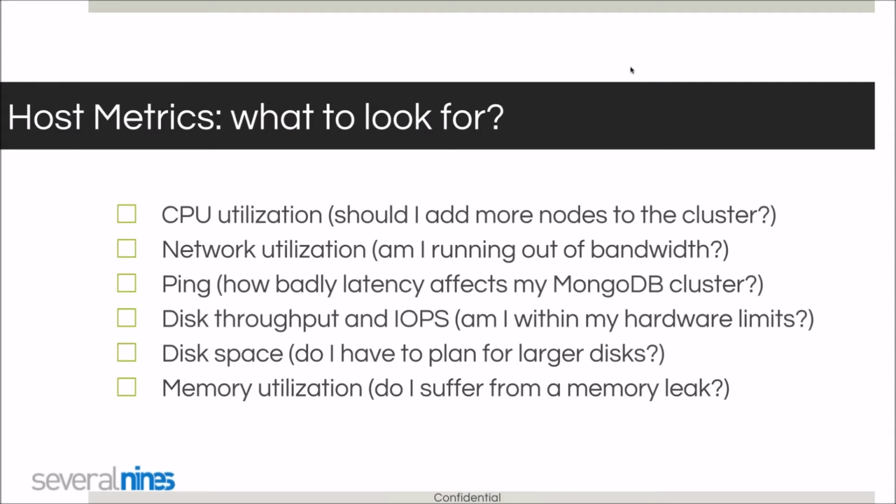Disk throughput and IOPS, similar to MySQL, data has to be written to disk. So am I saturating my hardware? Maybe it's time to upgrade to, for instance, SSDs, or if you're running in the cloud, to go for a faster I/O node. For disk space, do you have to plan larger disks? That's quite reasonable. And memory utilization, you really want to keep an eye on that, because once you hit a certain threshold, the OOM killer can still come by and kill the Mongo process.